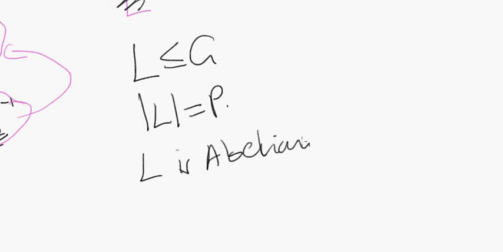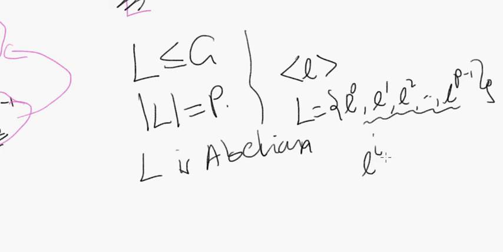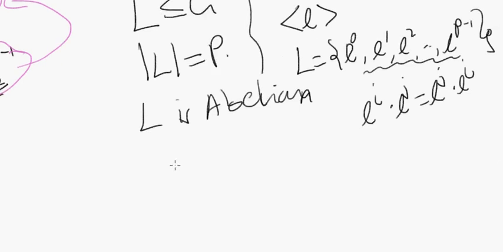Isn't a cyclic group just abelian? Think about it. If L is cyclic, it means there's some little l that generates big L, right? So aren't we saying that L is of the form l to the 0, l to the 1, l to the 2, and so on, up to l to the P minus 1? Isn't this group cyclic? Isn't l to the i times l to the j the same as l to the j times l to the i? So if this is true, then we're saying L is abelian.